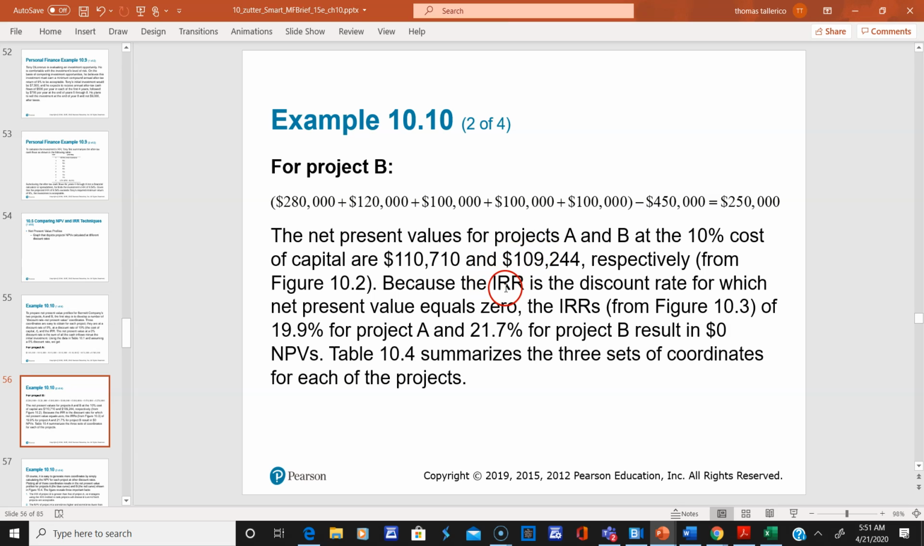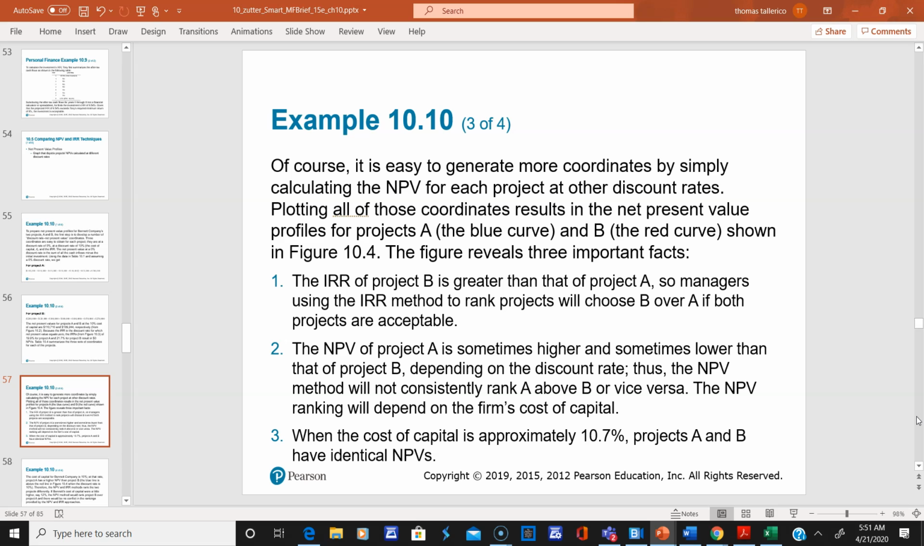And because the internal rate of return is the discount rate for which net present value equals 0, basically the internal rates of return of 19 and 21 result in the 0 NPV, where it crosses the x-axis, right? Everyone see that? Where it crosses the x-axis. All right, so you can just go through and make a graph. Basically, they're just graphing different costs of capital versus the net present value.